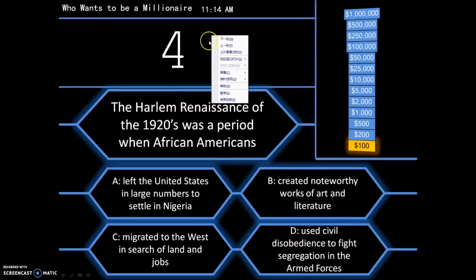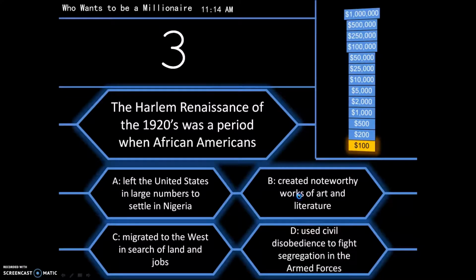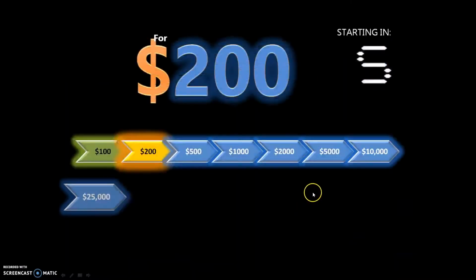So the flowering of African American culture in the Harlem Renaissance shows us the creativity of African Americans that's visible in the works of art and literature. So like Alain Locke, Claude McKay, you should be familiar with those writers.